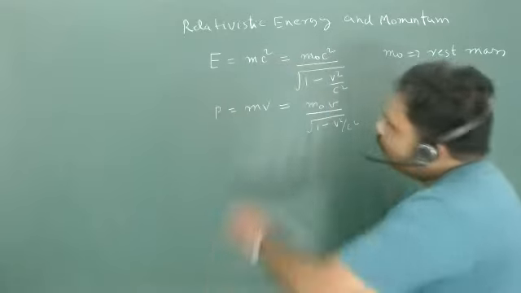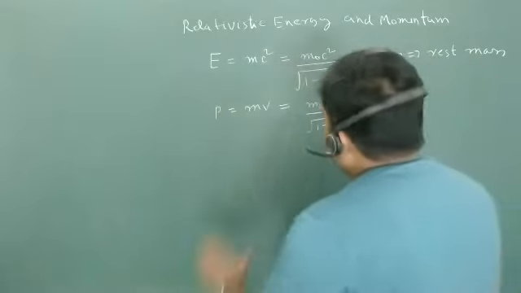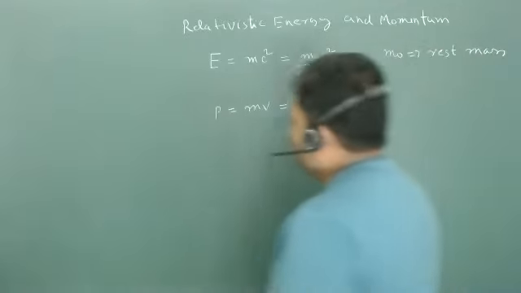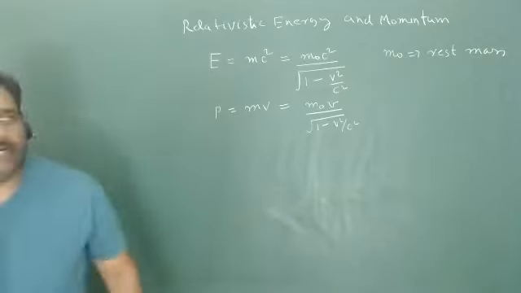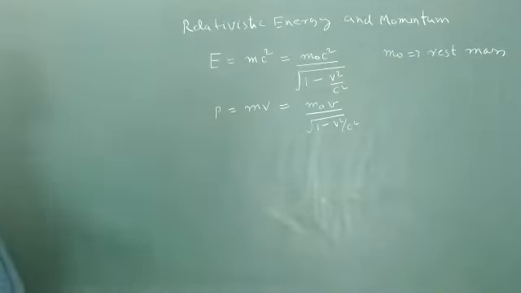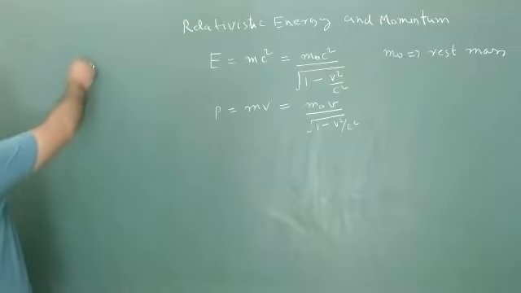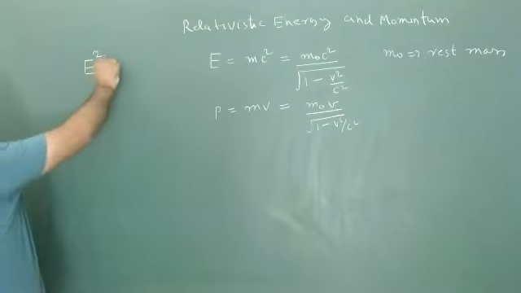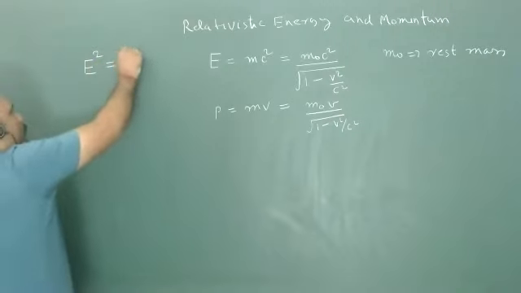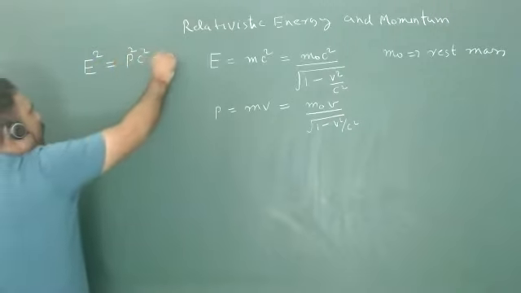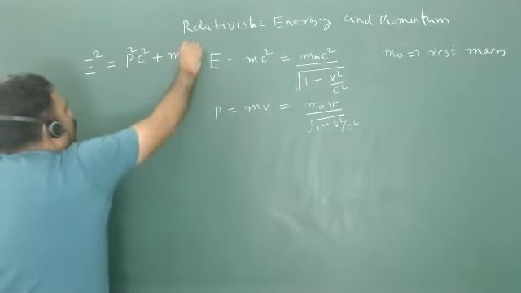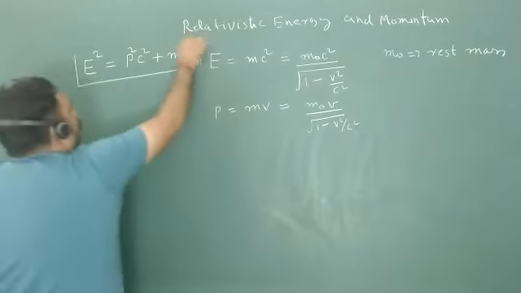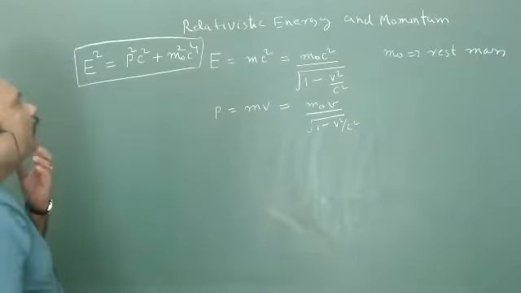And once we have these two things, we can easily write energy in terms of momentum, which was your homework in the last class, and I think most of you have done this. So we have a very nice expression: E square is equal to P square C square plus m naught square c to the power 4. This is one of the very important pieces of information we have.